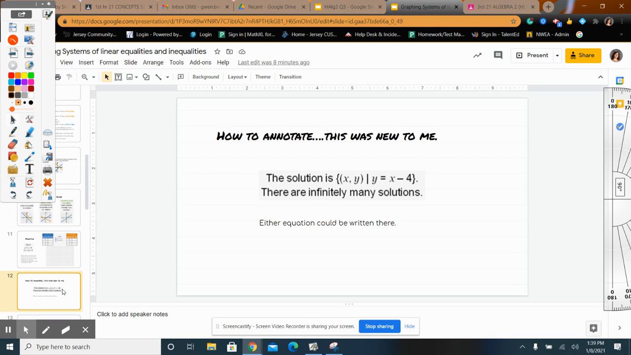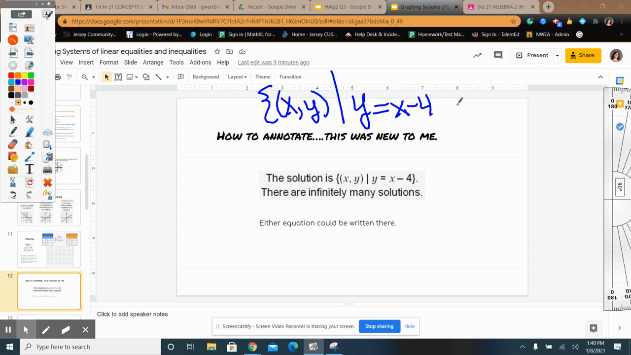Infinitely many solutions. I always just wrote infinitely many solutions. They're saying another way you can write it is the solution is the set of all x and y, where the long line means such that this equation is true.